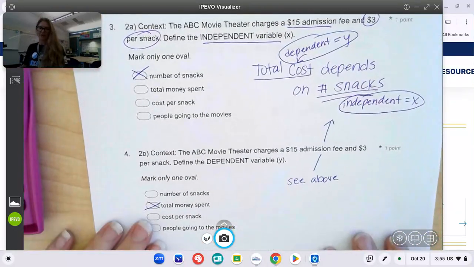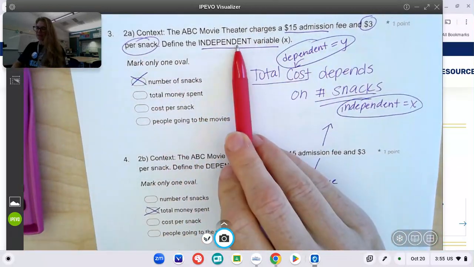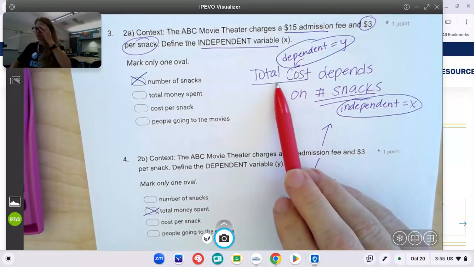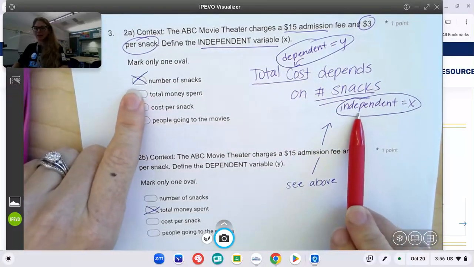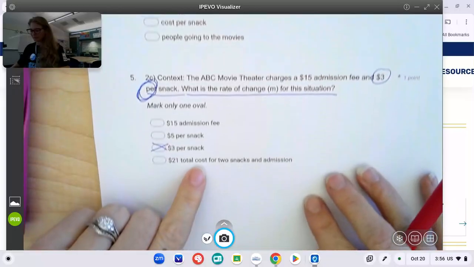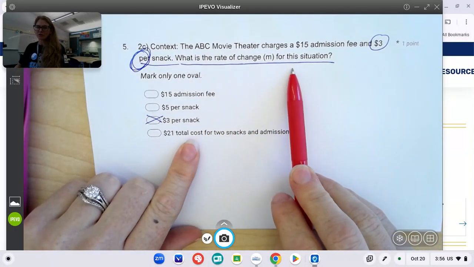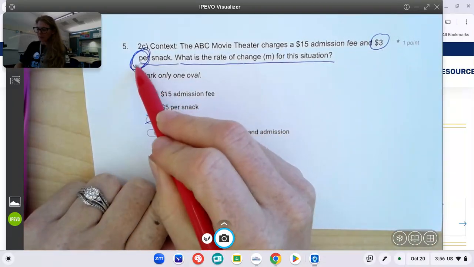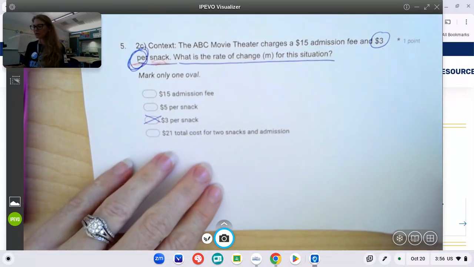Let's look at the next one. We have the ABC movie theater. It charges $15 admission and $3 per snack. Independent variable is always x. Well, our total cost depends on the number of snacks. So our number of snacks is independent and our money spent is dependent. What depends on what is what you want to be thinking of. So our next one, we want to know what is the rate of change for the situation. Because it's $3 per snack, it's changing per snack. Our rate of change is $3 per snack.